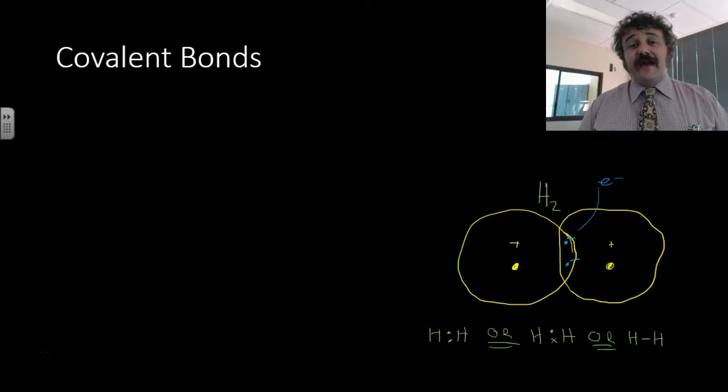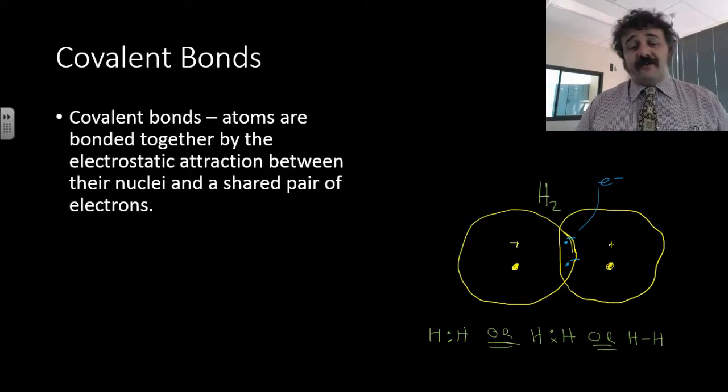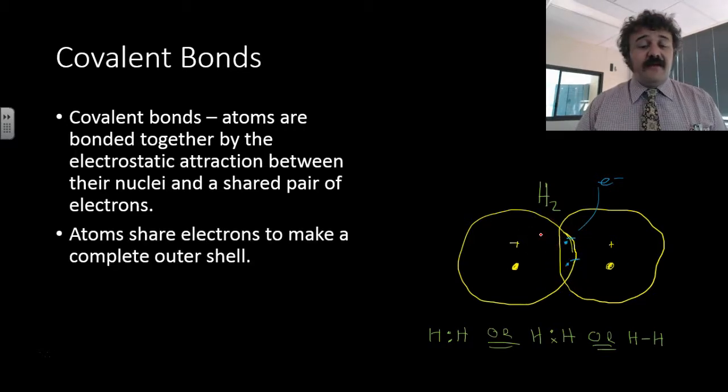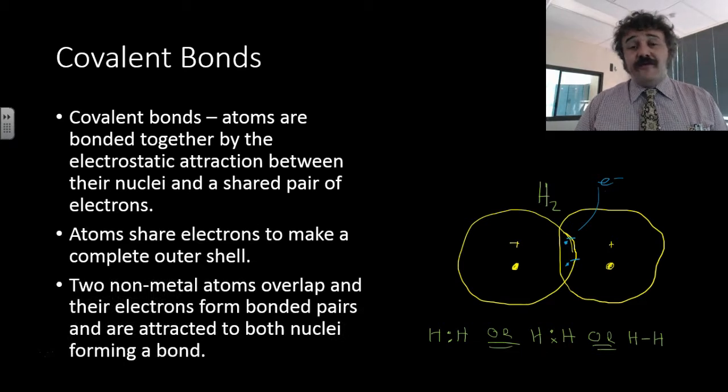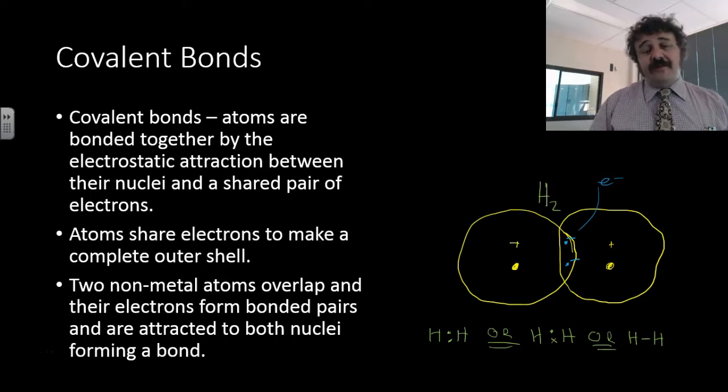Remember, covalent bonds are where atoms are sharing electrons. And because these two share the electrons, it's held together by the electrostatic force between this positive nucleus and this negative pair of electrons that it's sharing, and this positive nucleus and this negative pair of electrons that it's sharing. And remember, the two nonmetals overlap to form covalent bonds. So their atomic radius overlaps, and they start to share electrons, and that forms the bond.